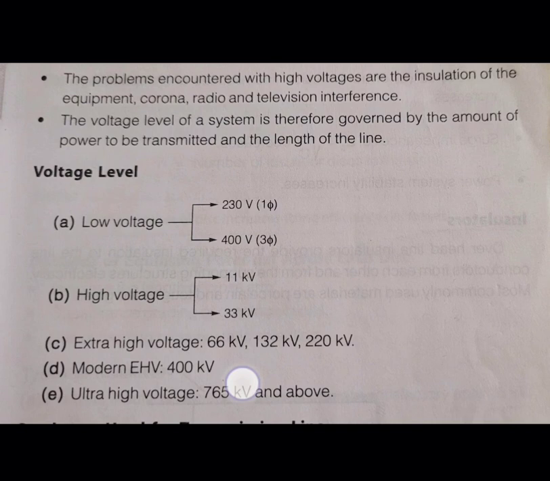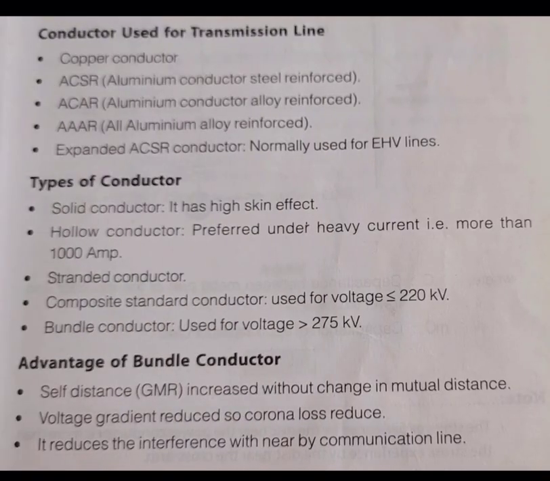High voltage stands for 11 kilovolt and 33 kilovolt. Extra high voltages are 66 kilovolt, 132 kilovolt, 220 kilovolt, and modern extra high voltage is 400 kilovolt. Ultra high voltages are 765 kilovolt and above. So we have to remember everything. Most of the time it is asked what you mean by modern extra high voltage; it stands for 400 kilovolt. After that it comes under ultra high voltage. You have to remember this thing.